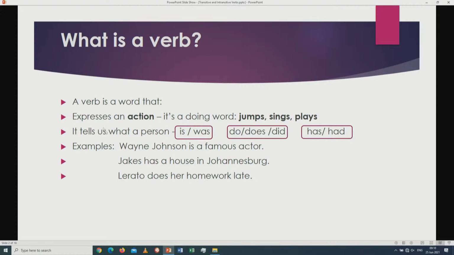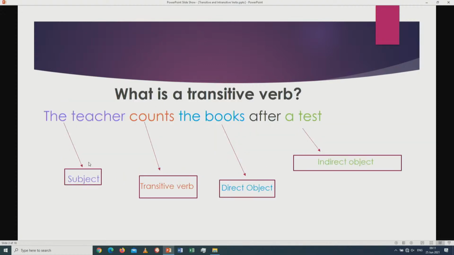Right, now when we talk about a verb, more or less, that is what a verb is all about. Now next, what is a transitive verb? I don't know if any of you have heard of a transitive verb, but when I asked some of my kids what a transitive verb is, they couldn't remember that they've ever been taught about it. So I've given you a sentence here as an example. The teacher counts the books after a test.